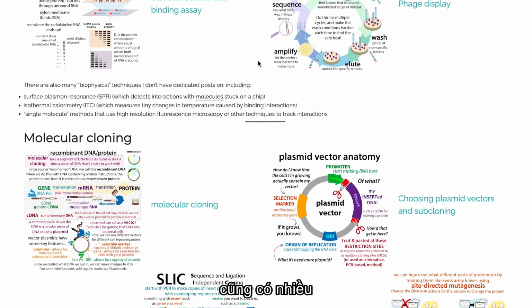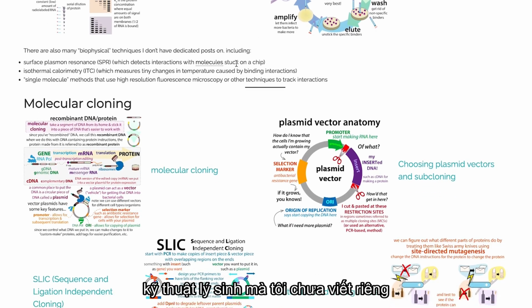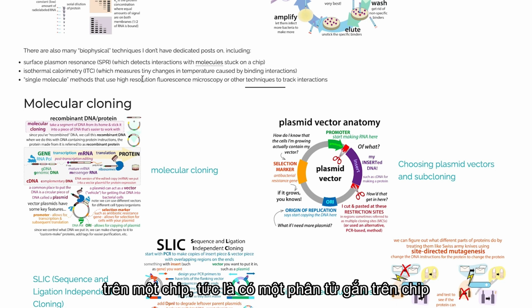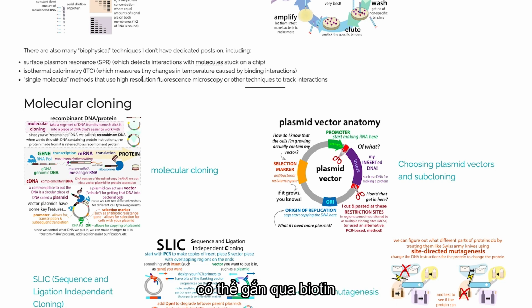There's also a lot of biophysical techniques that I don't have dedicated posts on. These include SPR, or surface plasmon resonance. This detects interactions with molecules stuck on a chip. So you have one molecule stuck on a chip. This can be through a biotin-streptavidin or something like this. You flow a mixture containing another molecule over that, and then the machine measures what's happening at the surface of that chip, where the molecule is bound. If another molecule binds, it'll be detected.